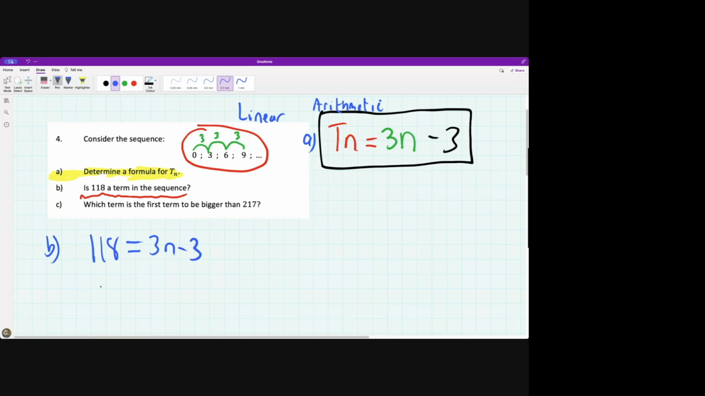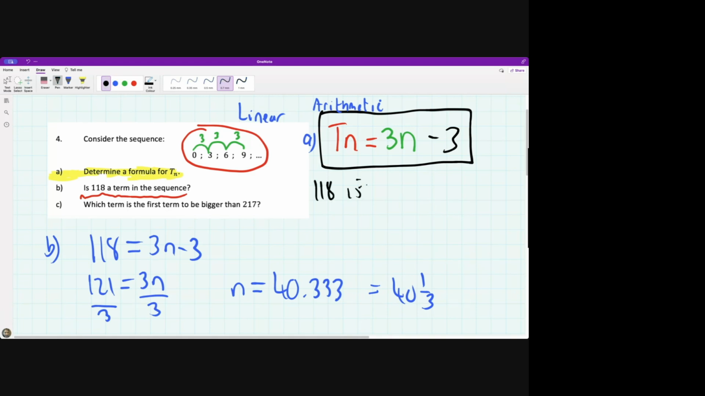Use your knowledge of algebra. So we add 3, and then I think we divide both sides by 3. And what do we get for n then? Okay, the problem is we get 40.333, or 40 and a third, and therefore we can say 118 is not in the sequence, as n is not a whole number.